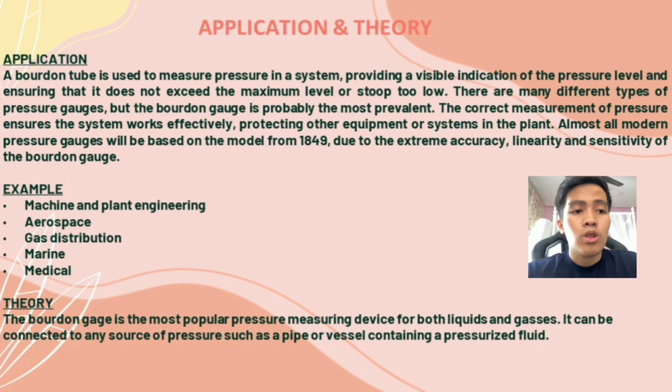The Bourdon gauge is the most popular pressure measuring device for both liquids and gases because it can be connected to any source, such as a pipe containing fluid. The Bourdon gauge itself is fitted with a transparent dial which lets you see the internal workings of the gauge. The gauge consists of a thin wall, closed-ended tube which is oval in cross-section. This tube is bent to an angle of 270 degrees along its long axis. The open end of the tube is welded to a hollow mounting block which allows pressurized fluid to reach the tube.